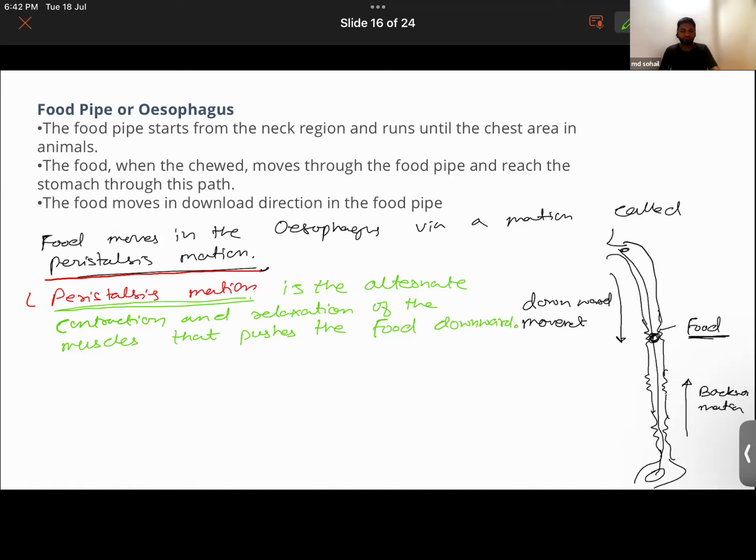Okay. So this is peristalsis motion. That's Vaiga. Do tell me once Sundus joins. Okay, sir.